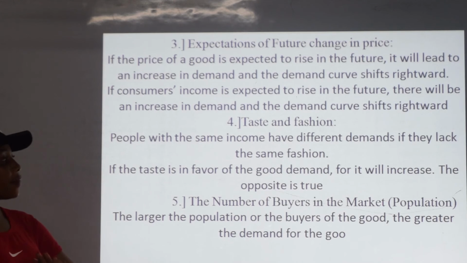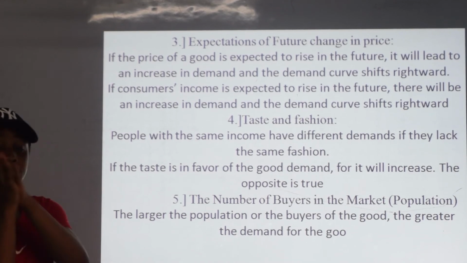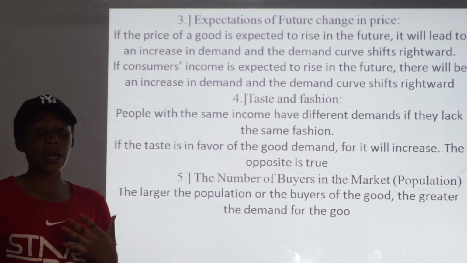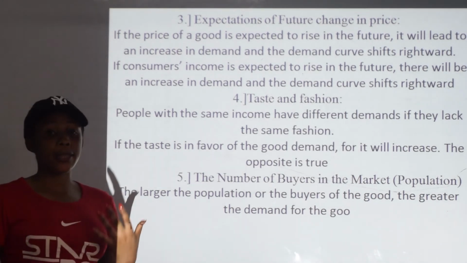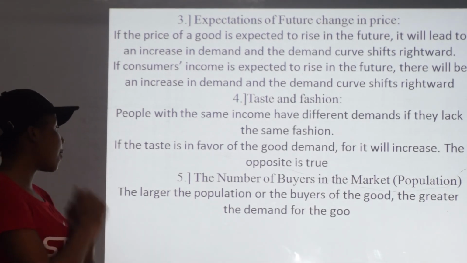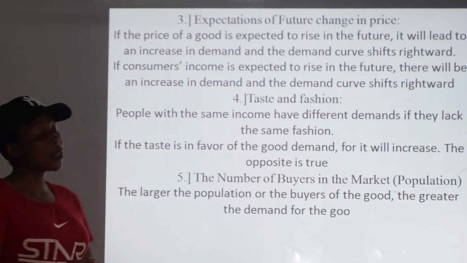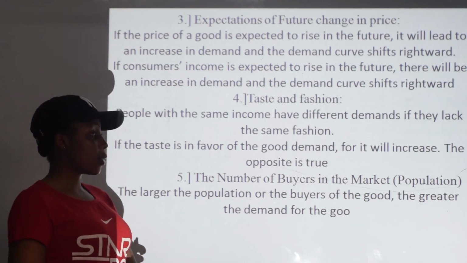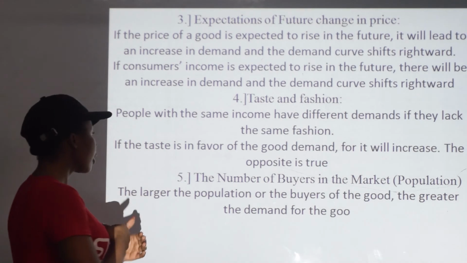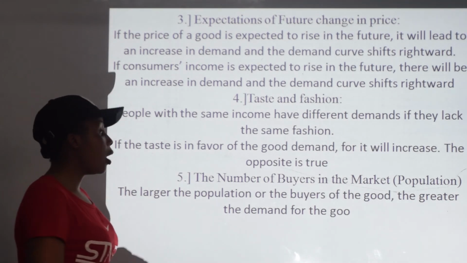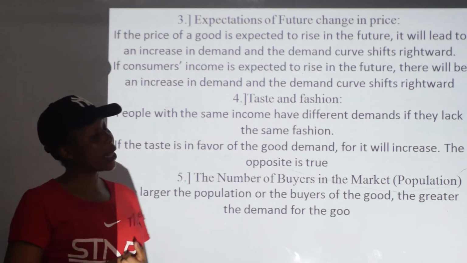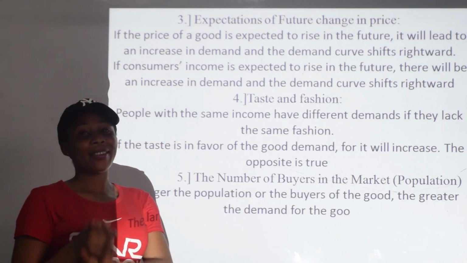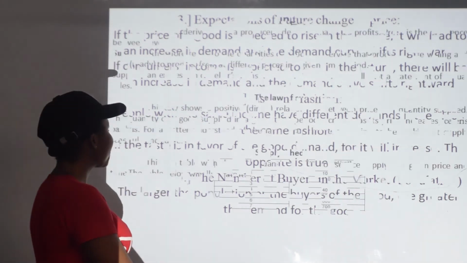Now we have taste and fashion. If a good is in taste and fashion, the demand for the good will increase. But when the good is out of fashion, the demand for the good is going to fall. Now we have the number of buyers in the market, and this can as well be the customers or the population. Now the larger the population or the buyers of the good, the greater the demand for the good. But if the population is small, the demand for the good will decrease.